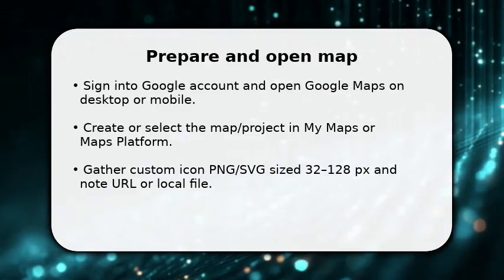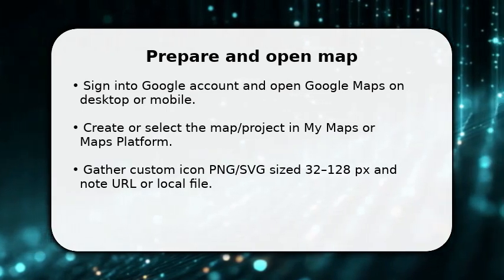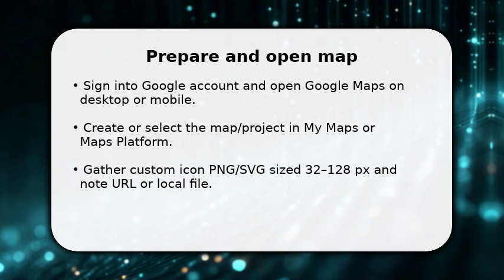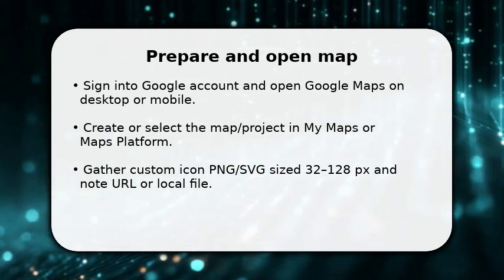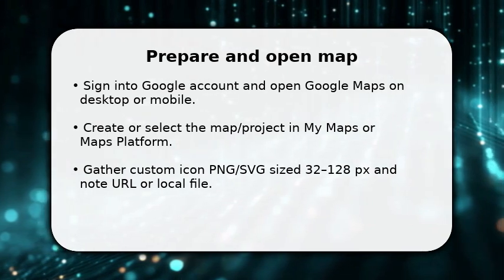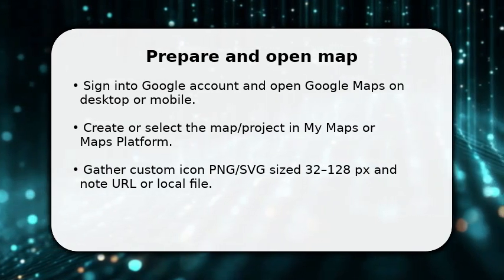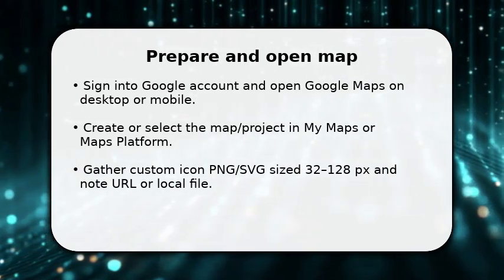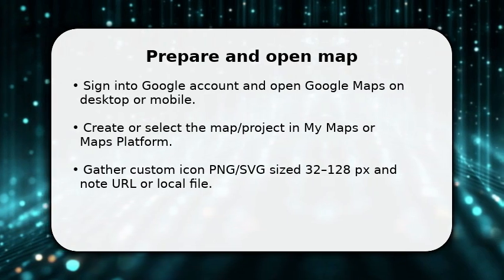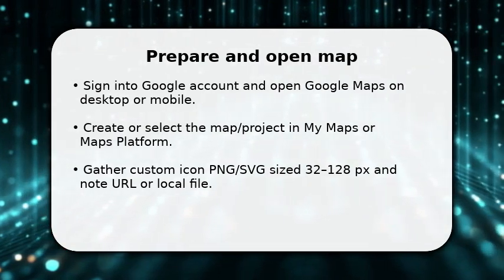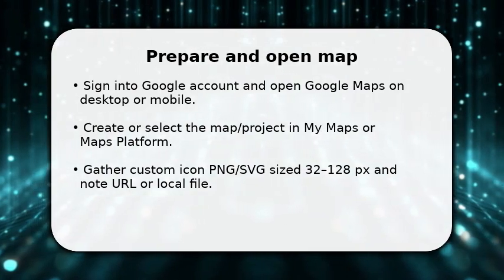You'll start by opening the right Google Maps interface, My Maps for simple edits or the Maps platform for code. Sign in, open the map, and select the marker you want to change. Once done, choose or upload a custom icon. Use PNG or SVG sized about 32/128 pixels to keep clarity. Make sure you have the icon URL handy on desktop or the file on mobile. This step ensures you're modifying the correct marker and prevents accidental edits to other layers.